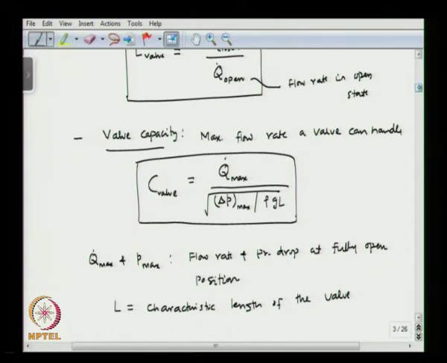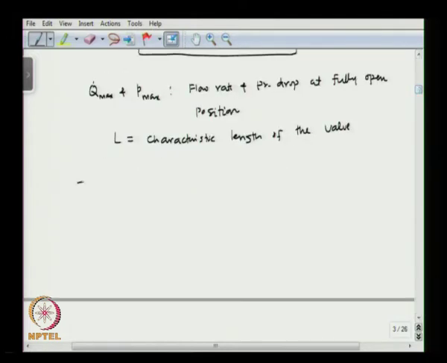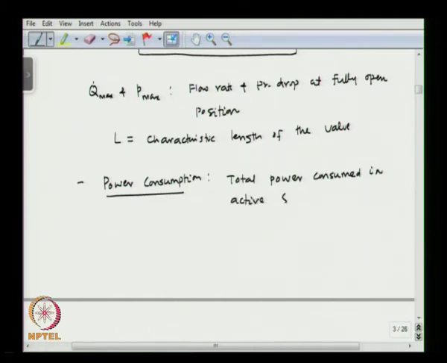The third parameter that we specify is the power consumption. It is the total power the valve will consume in active state, and the power would depend on the actuating principle. And this is going to be high for thermopneumatic.